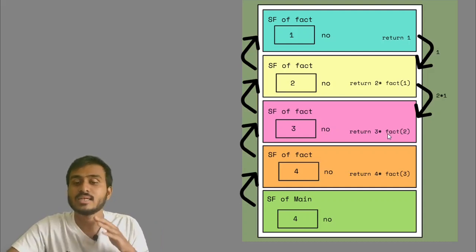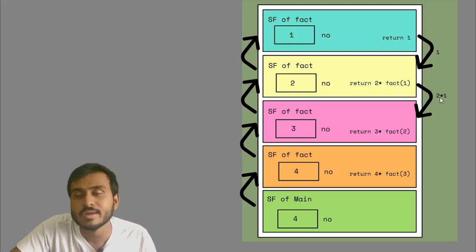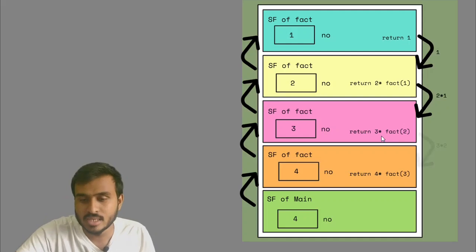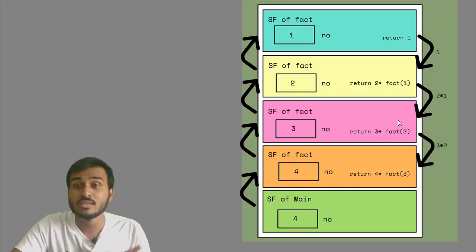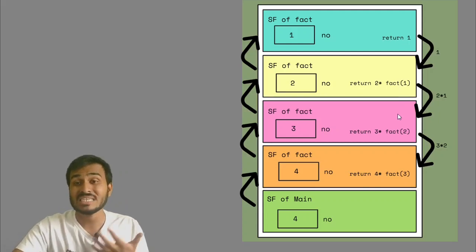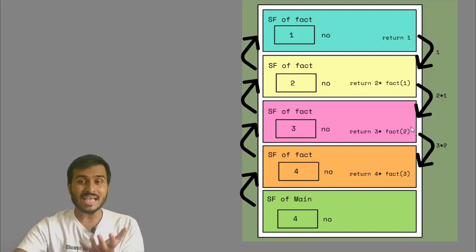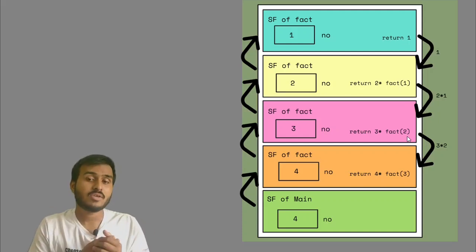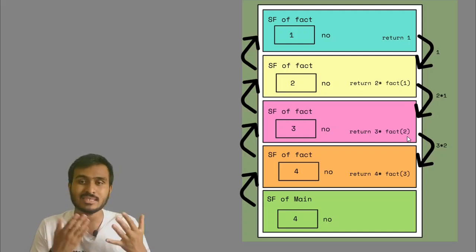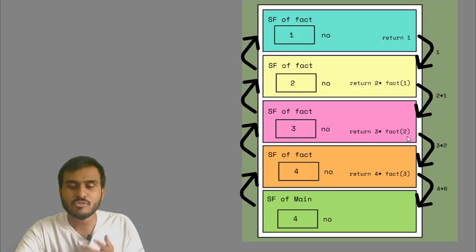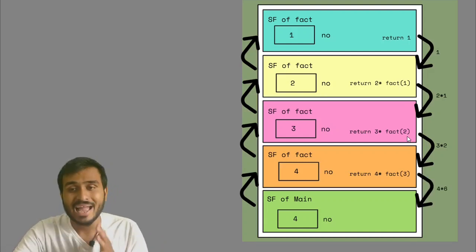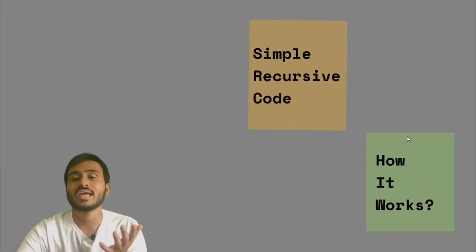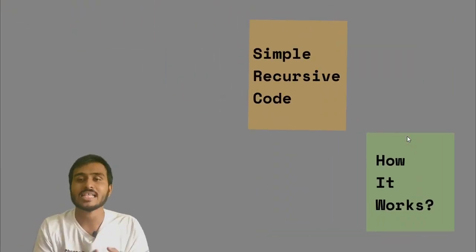Now what is its answer? It is going to be 3 into fact of 2. What is returned by fact of 2? It is 2. So this will return 3 into 2. And finally, fact of 4 will also get the value of fact of 3, on which it was dependent. As it got the value for fact of 3, which is 3 into 2, which is 6, finally fact of 4 will return its answer, that is 4 into 6, which is 24. And finally the main function will get the answer of fact of 4 as 24.